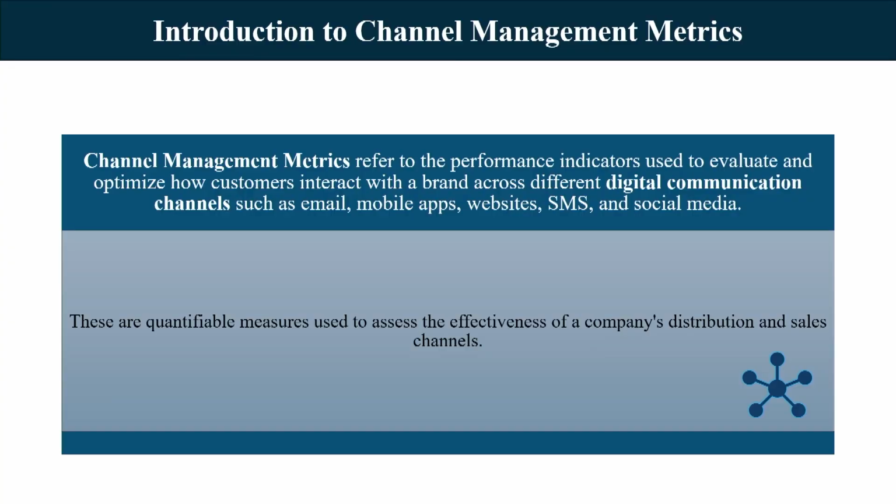Basically, the channel management matrix refers to the performance indicators used to evaluate and optimize how customers interact with a brand across various digital communication channels such as email, mobile applications, websites, SMS and social media. The way I behave with a brand on LinkedIn may be different from the way I behave with an ad campaign on, let us say, Instagram or Facebook or through WhatsApp or in my email inbox. So, that will be different.